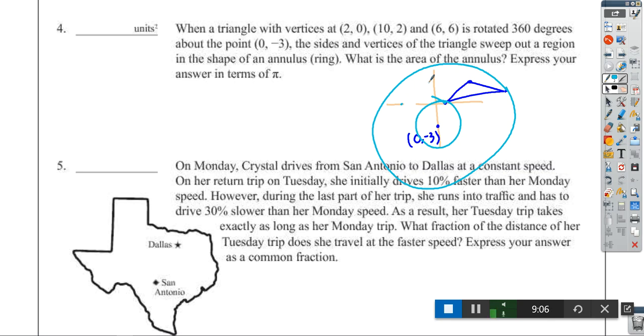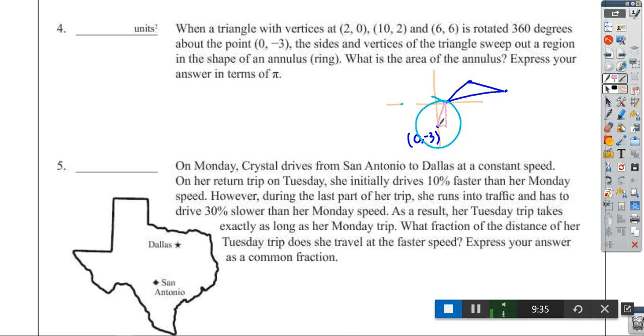So what I need to do is find the radius from the point of rotation to this point and from the point of rotation to this point, and that will give me the radius of my 2 circles, and then I can find areas. Simple enough. So I'm going to erase my rings to make life a little easier. All right, so I need to find this distance.